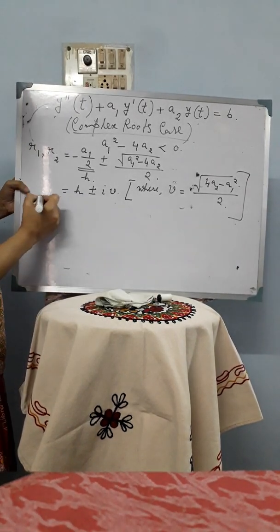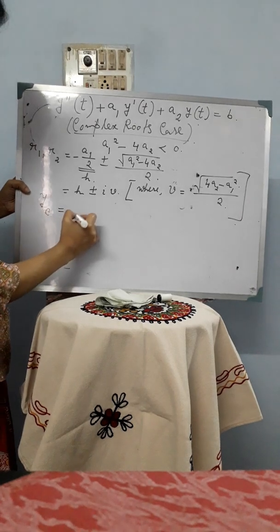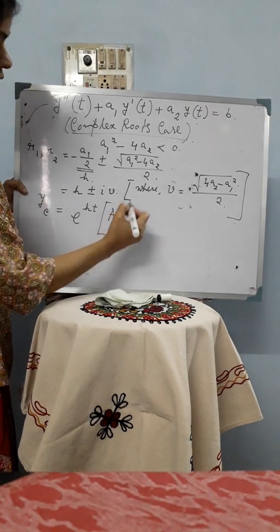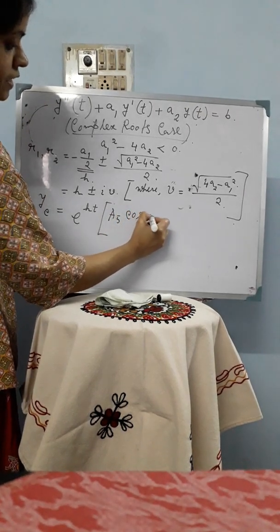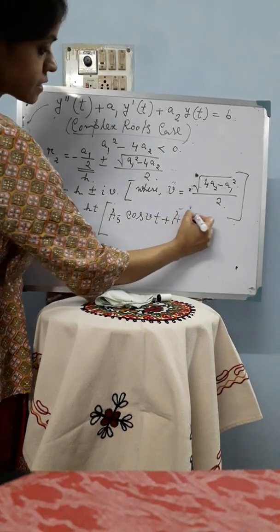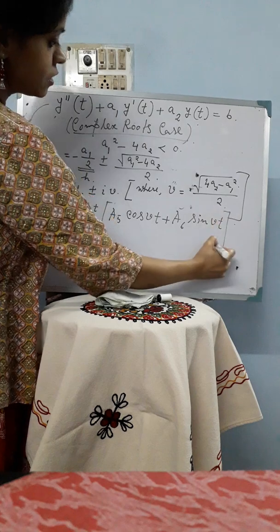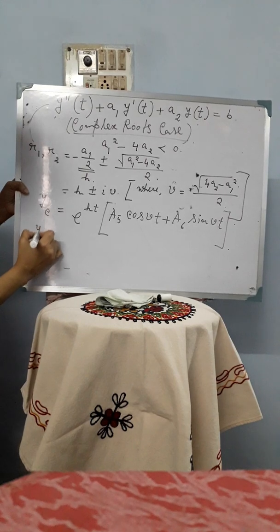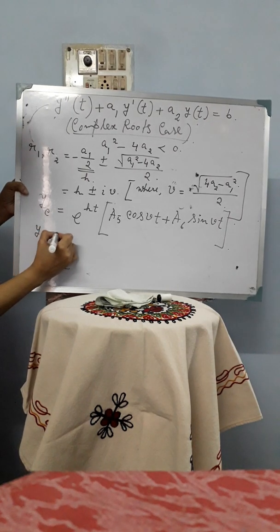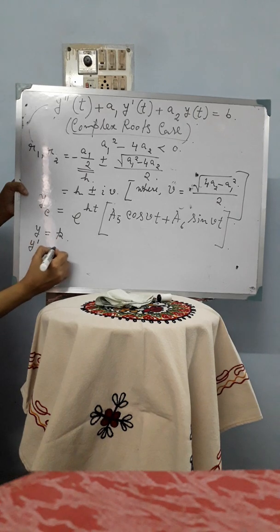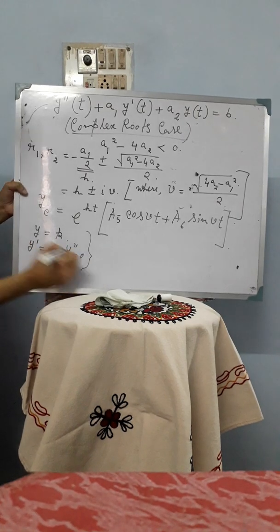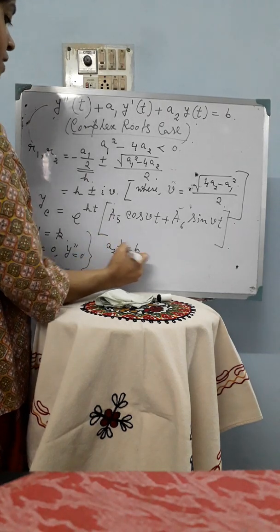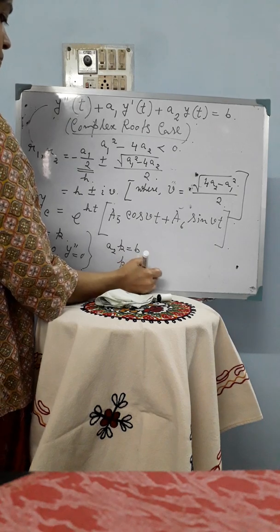Now the solution yc = e^(ht) (a5 cos vt + a6 sin vt). So this is the complementary solution in case of complex roots. And for getting yp, we have to consider y = k, so then y' = 0 and y'' = 0. Then we can put these three things in the original equation, then we will get a2 k = b, so k = b/a2.